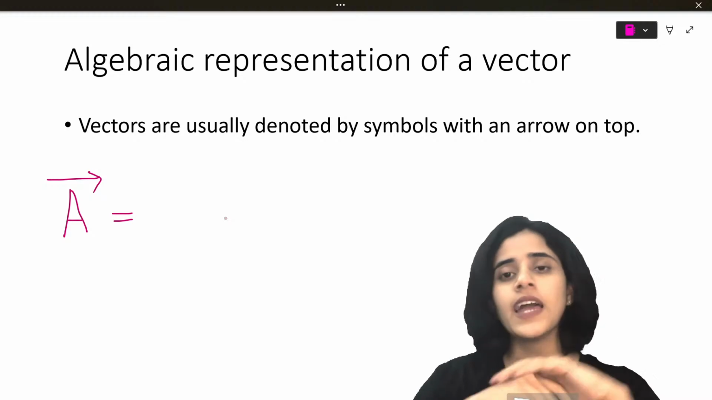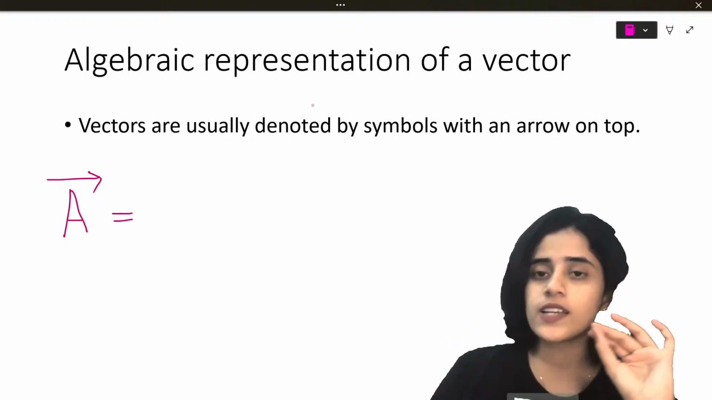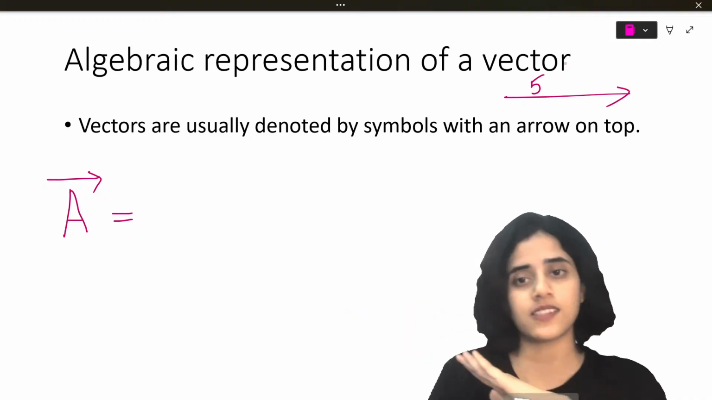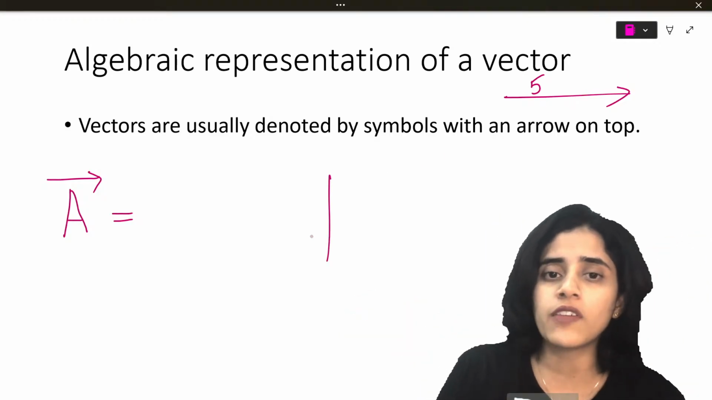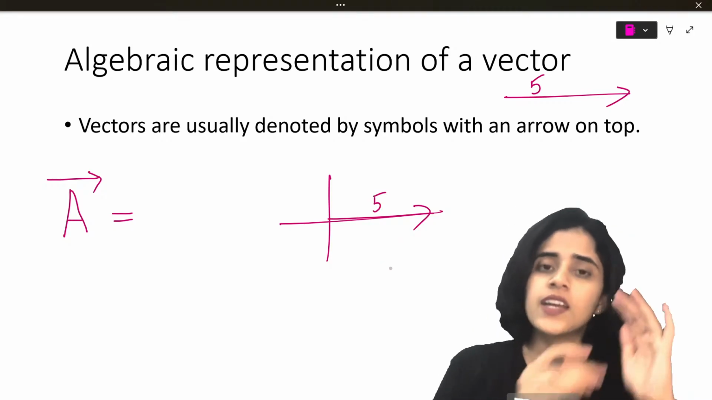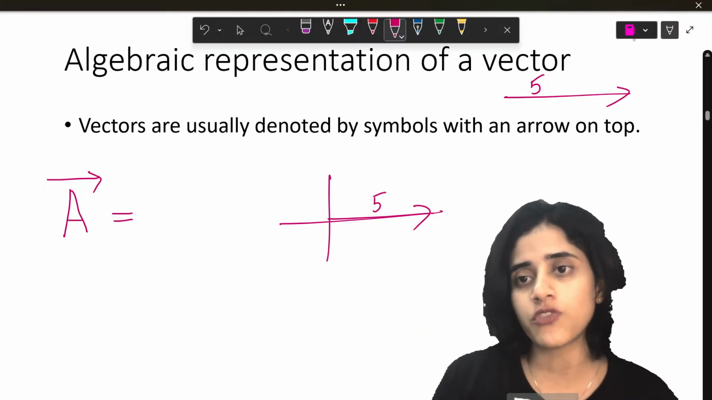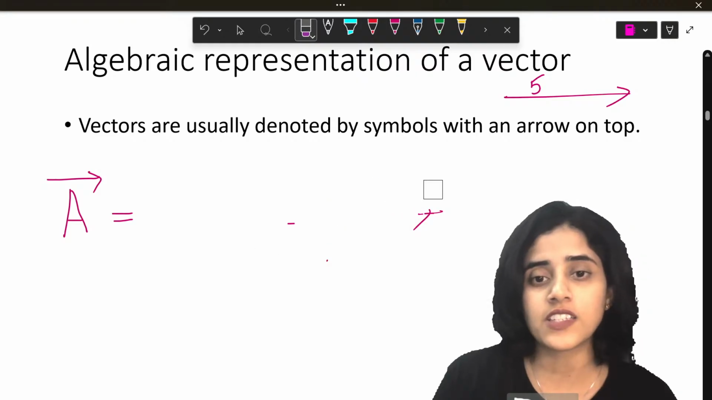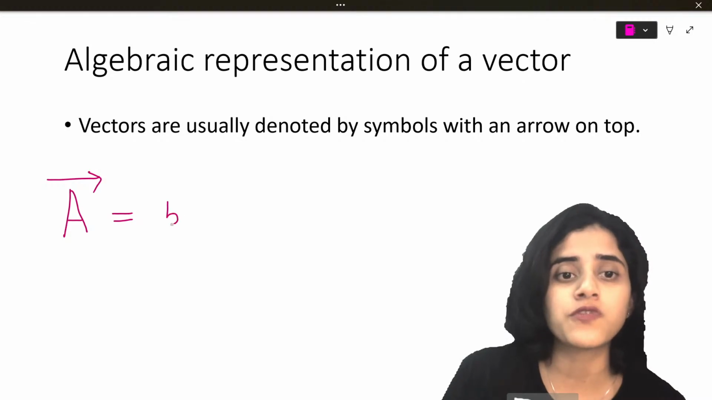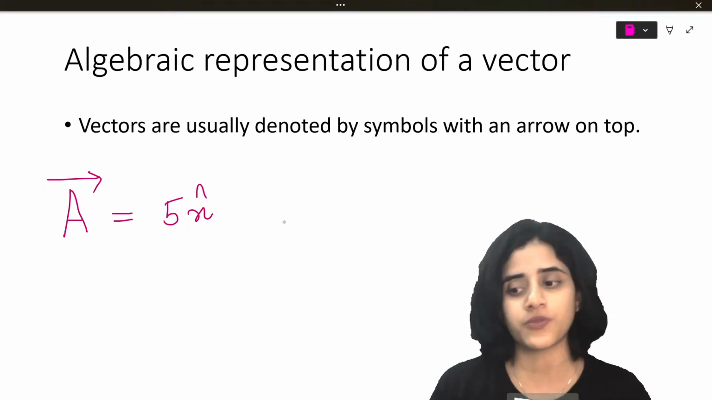So let's say A has a value of 5 in the x direction. What does that mean? If this is the direction, it has a value of 5 and it's along the x-axis. You know x-axis, no? If you have a graph, it's along this axis and it's having a value of 5. So A is a quantity that is moving along the x-axis with a value of 5. How will I represent that as a vector? I will show you. You will write it as 5, which is a value, and x cap, which is the direction.